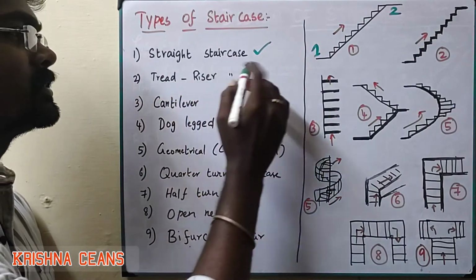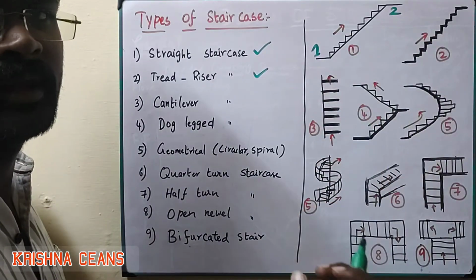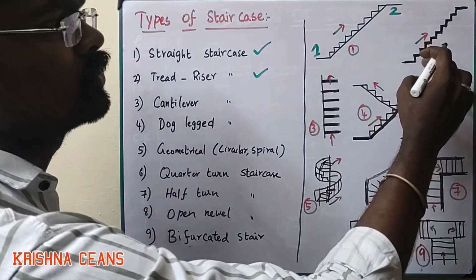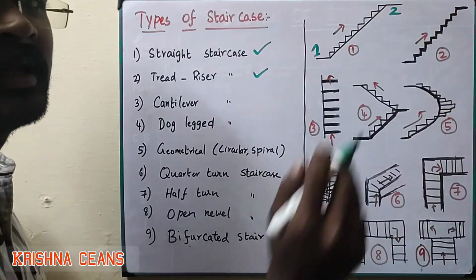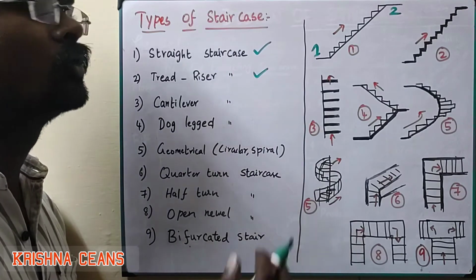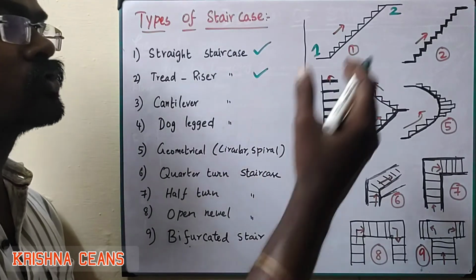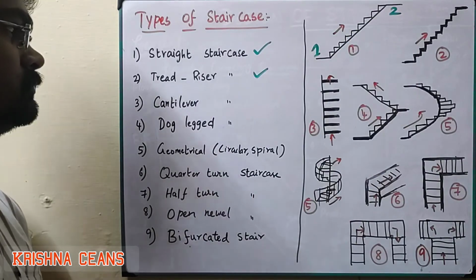Whereas the thread riser staircase, when we see it from the side view, will look like a folded type. So thread riser is like that only. It will look like a folded type. In most buildings we will see this kind of staircase.